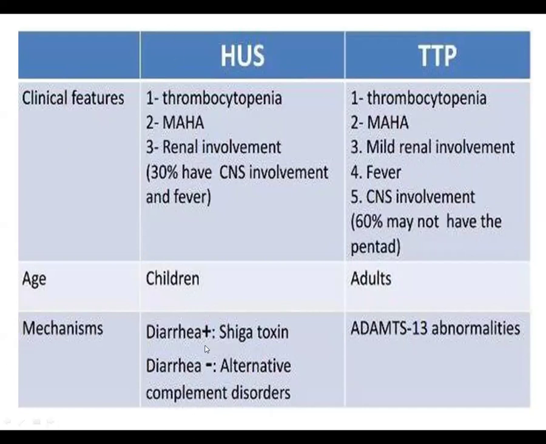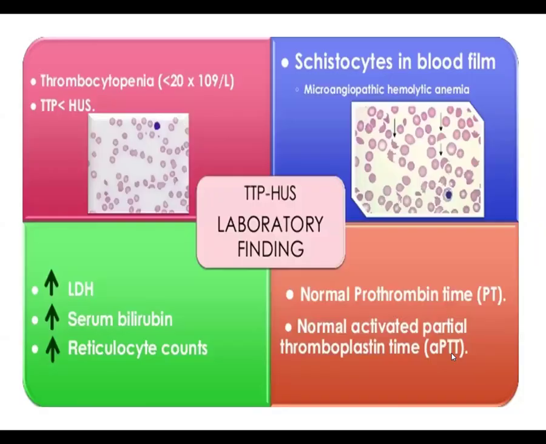The mechanism of HUS may be due to diarrhea, maybe alternate complement disorders we have already discussed, and it may be due to enzyme deficiency, TTP. So here you can see maybe platelet consumption, thrombocytopenia, maybe schistocytes, and LDH and serum bilirubin will increase. There is no involvement of the clotting factors, so the coagulation profile will remain normal, and PT and PTT will be normal in this condition.